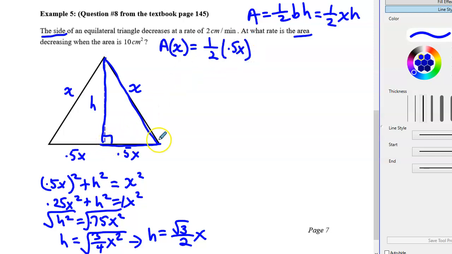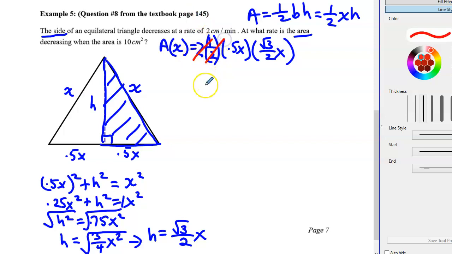So half base times height. Height is root 3 over 2 x, half base times height. There you go. Oh, but wait a minute. That's only the area of this side of the triangle. So I really should double that, right? I really should double it because there's the other side. Well, that's fortunate because the 2 and the half cancel each other out. Okay, so I end up with an area formula.